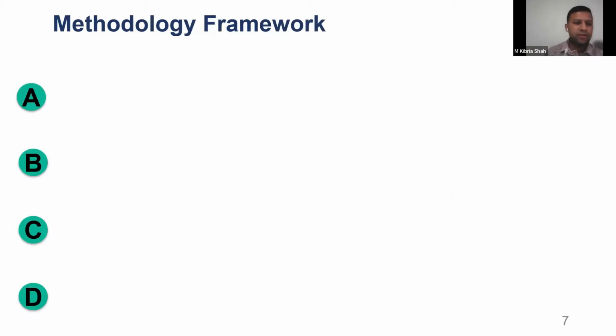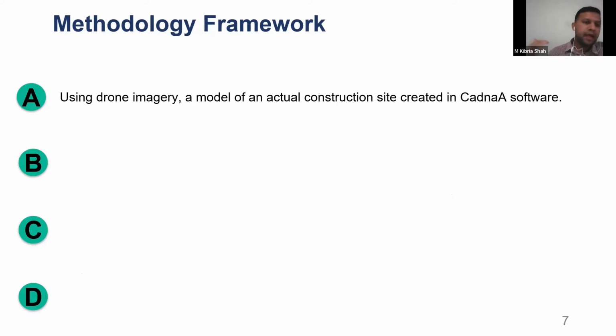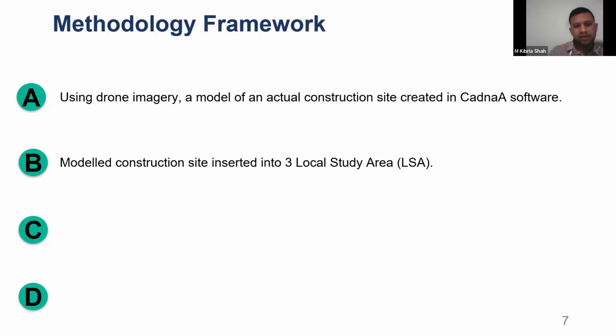So, broadly, there are 4 stages of this research. First of all, we used drone images to model actual construction sites, and we created the model in Cadna A software. Cadna A is a noise analysis and prediction software. After that we modeled the construction site, and when we model it, we insert it into 3 local study areas. That is one of the locations in the city of Vancouver.